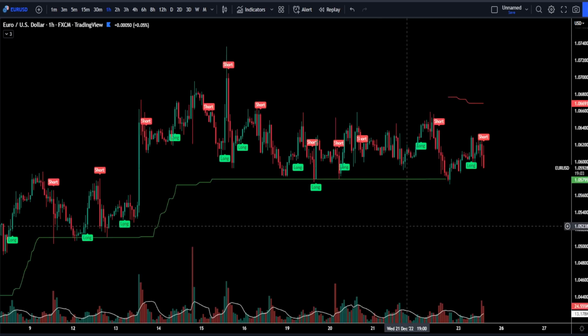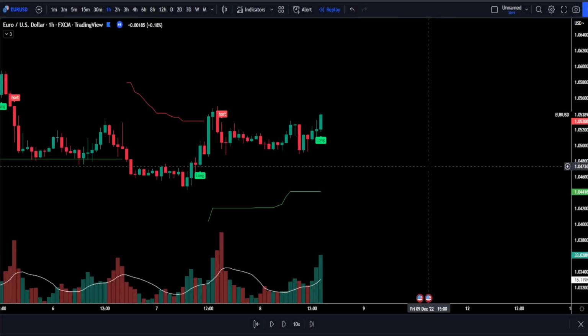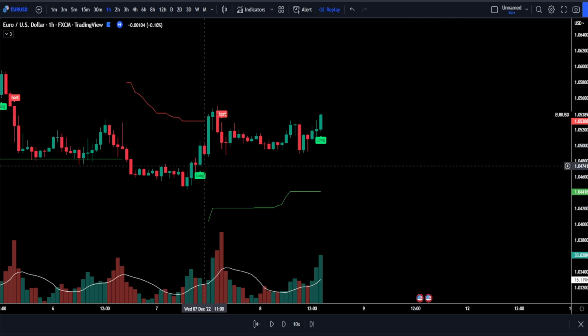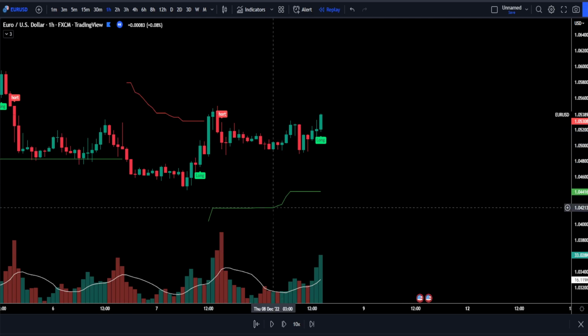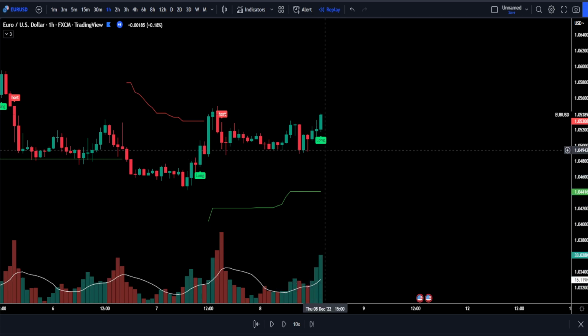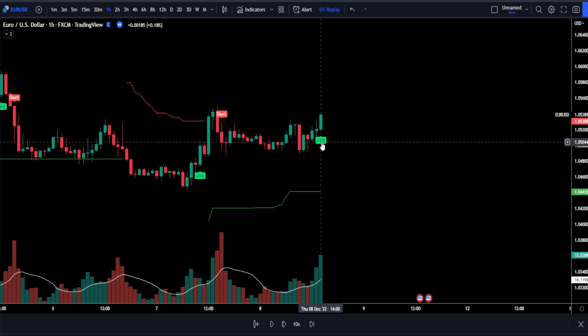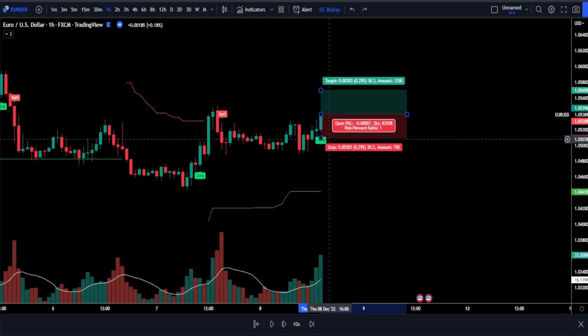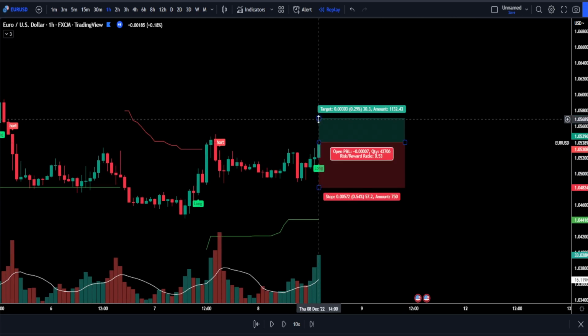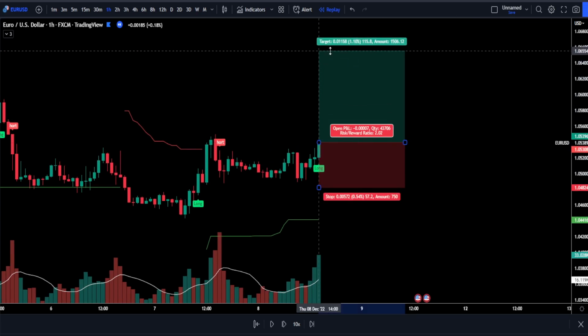Now let's understand the conditions for entering trades with this strategy. So here are the rules for entering a long trade. First, the super trend indicator should be colored in green, and the price should also be trading above it. Second, the histogram on the volume indicator must be positioned above our white moving average. And then our last condition is for the twin range filter to print a new long signal. Once all of these conditions are met, we can safely enter into a long position. Our stop loss will be set just below our most recent swing low. And for our take profit target, we're going to be targeting 2 times the risk.